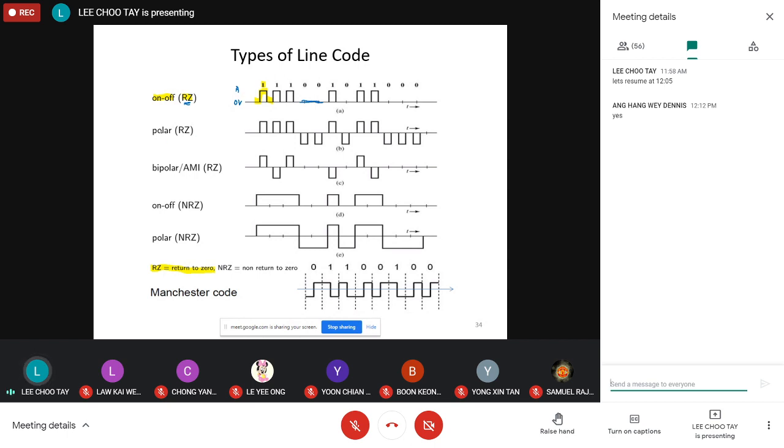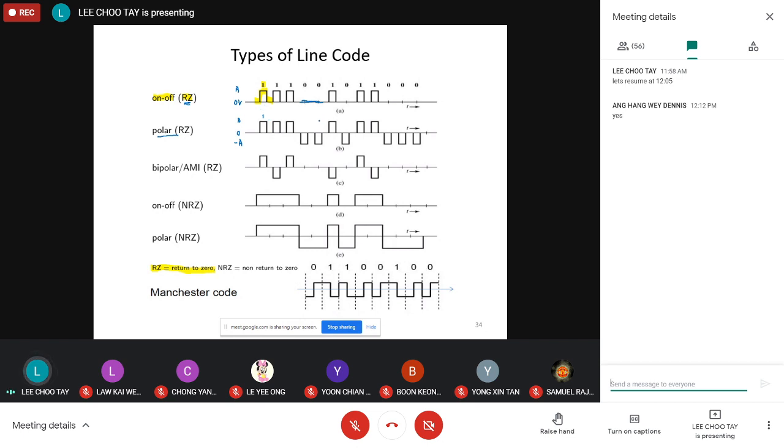The next type of line code is polar return to zero. Polar means the amplitude can be positive or negative. To transmit a one, we use a positive amplitude A. Because it's return to zero, this amplitude only lasts for half the duration of the bit, and then it goes down to zero for the remaining half of the bit duration. That is to transmit a one.